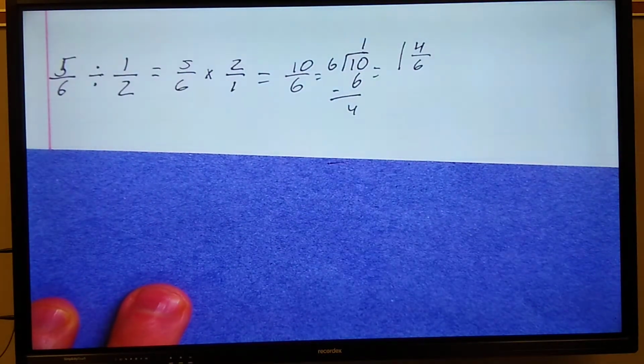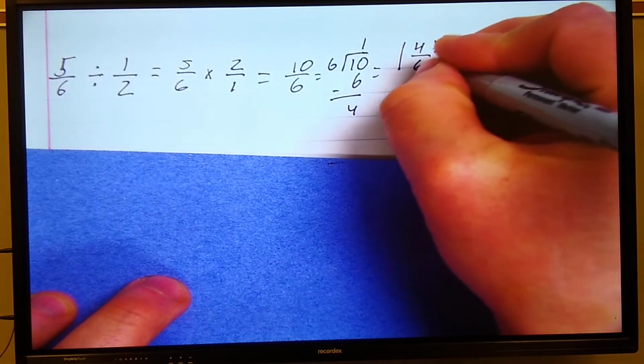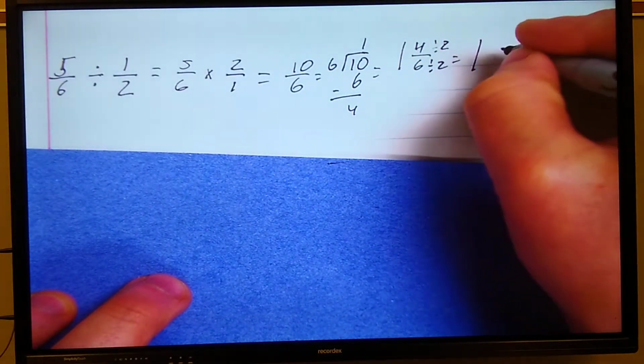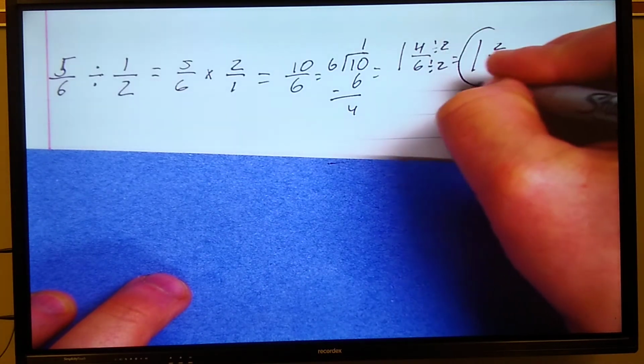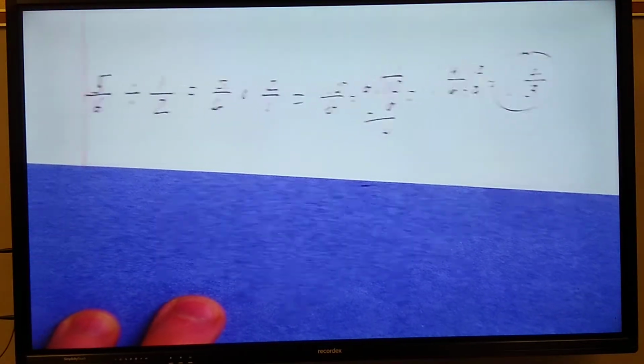Is that in simplest form? Nope. The greatest common factor is 2. 4 divided by 2 is 2. 6 divided by 2 is 3. 1 2/3 is your final answer. Easy.